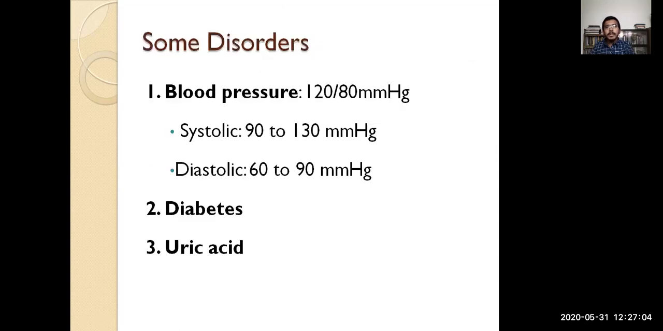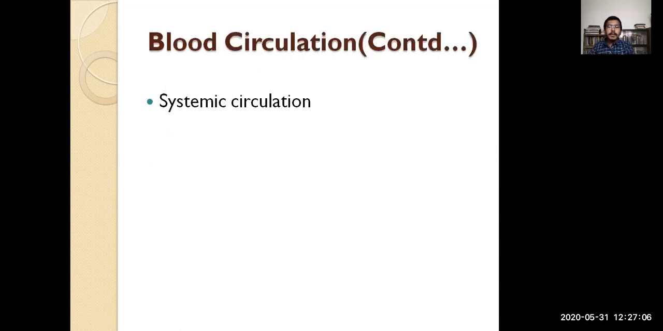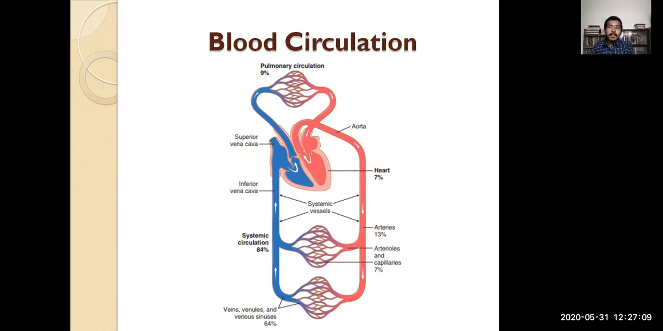This pulmonary circulation is the circulatory pathway in which the blood from the right ventricle is taken to the lungs through the pulmonary artery, and in the lungs the blood is purified, and this purified blood is again taken back to the heart by the pulmonary veins. So this pathway is called the pulmonary circulation.